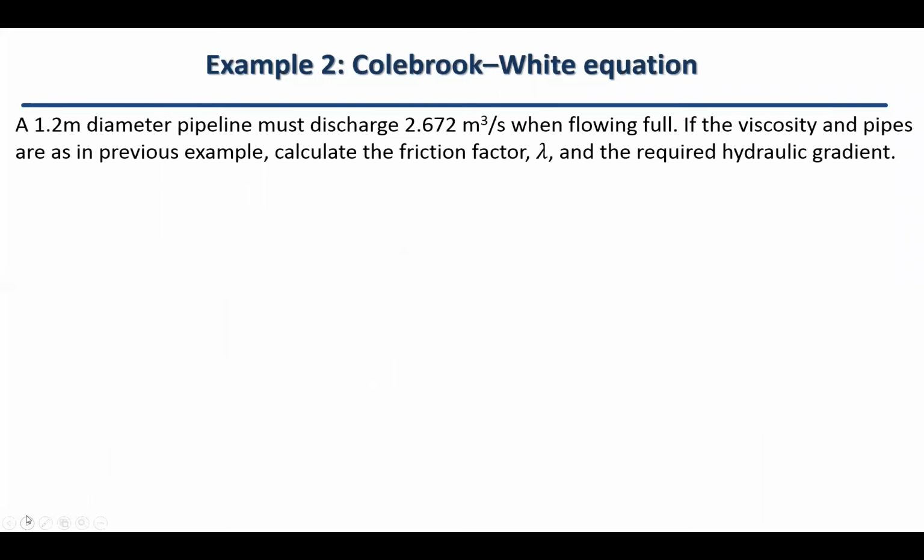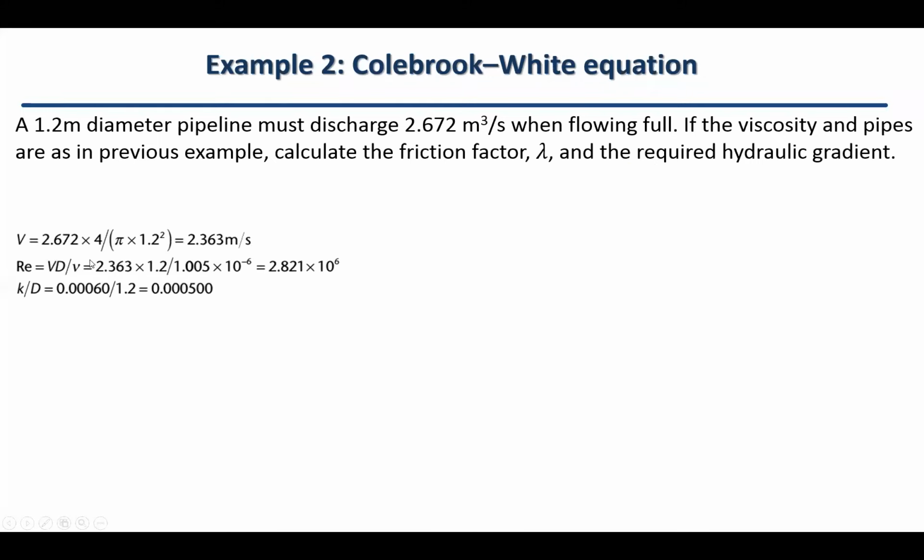For the previous example, example one, imagine a pipe diameter of 1.2 meters and a discharge of 2.672 cubic meters per second. We're going to calculate lambda. To calculate lambda and the required hydraulic gradient, first of all, we have the diameter and the discharge. We need velocity. We use the continuity equation.